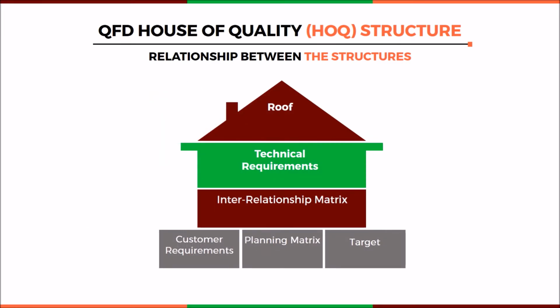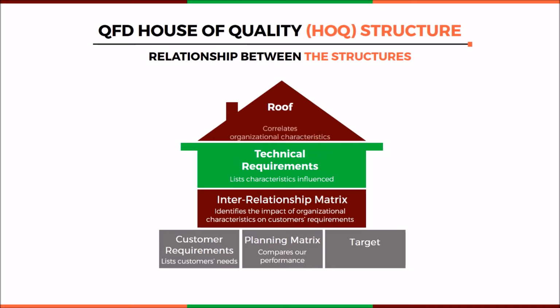As you can see, there are 6 sections in the House of Quality matrix. Customer requirements list the customer's needs. The planning matrix compares our performance requirements to that of our competitors. Technical requirements list the business or organizational characteristics that we influence. Interrelationship matrix identifies the impact of each organizational characteristic on each customer requirement. The roof depicts the correlation among the organizational characteristics, and the target section identifies the target for each organizational characteristic and the relative importance. Since the QFD is a tool that can be used in the DMAIC process as well, we will learn more about this tool in the define phase of this course.